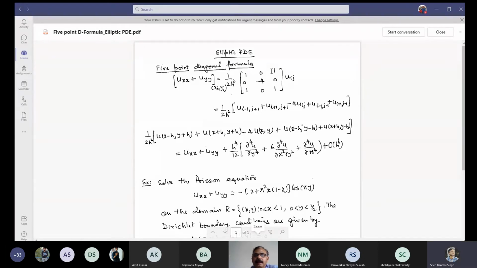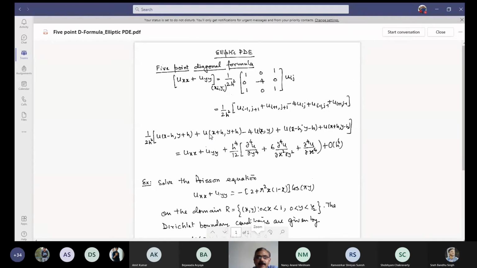Right? So now the position is clear: minus 4 uij, this position is j plus 1 but i minus 1, so u i minus 1, j plus 1. This position is u i plus 1, j plus 1. This position is i plus 1 but j minus 1. Here it is i minus 1 and j minus 1. Is that right? This is called the 5-point diagonal formula.